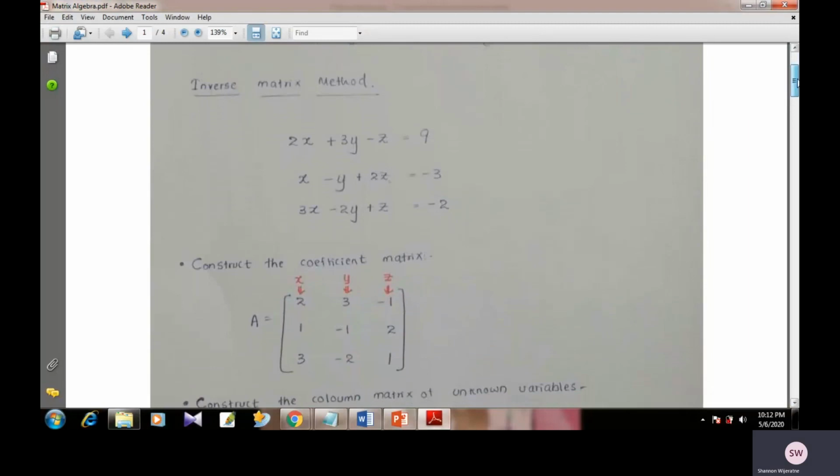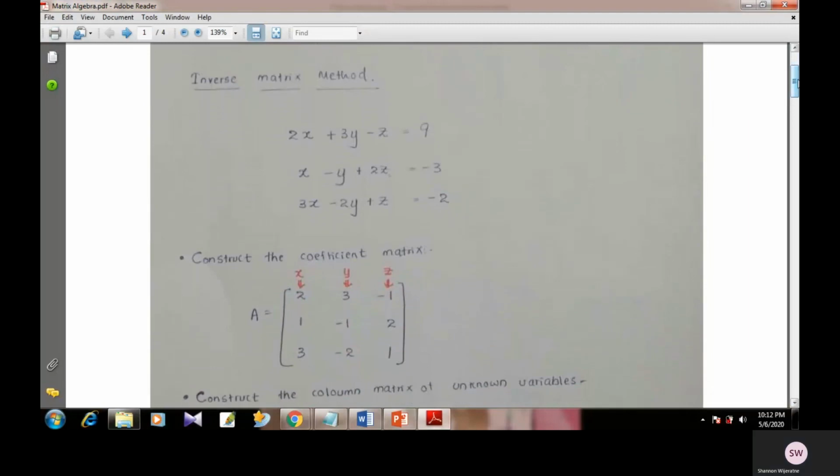So here I have taken another example of a 3 by 3 system. Here we have three unknown variables and three equations. First we have to construct the coefficient matrix. The first column represents the coefficients of X: 2, 1 and 3. The second column represents the coefficients of Y: 3, minus 1 and minus 2. The third column represents the coefficients of Z: minus 1, 2 and 1.